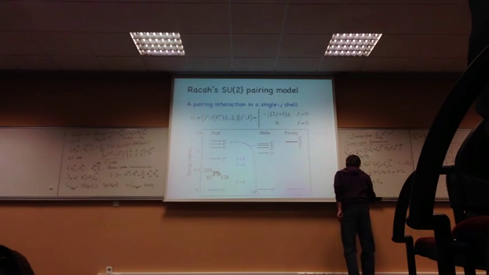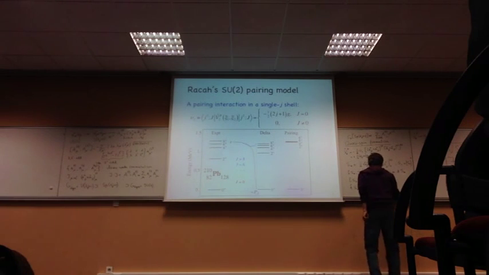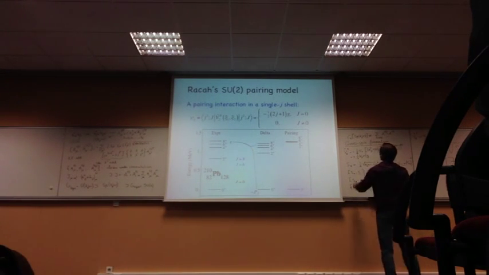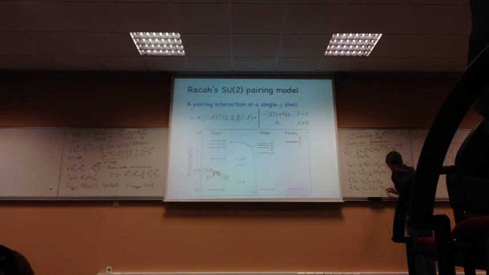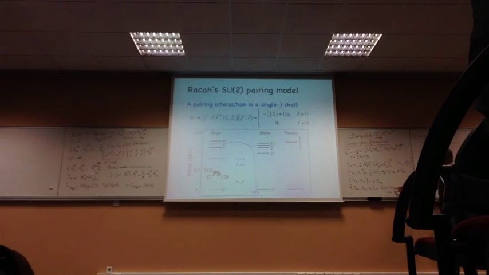The algebra consists of SZ, S plus, and S minus. And this is an SU(2) algebra, the quasi-spin algebra. The name is clear because it's like a spin algebra, it has the same commutation relations, but it has a different interpretation, as I will show in a moment.